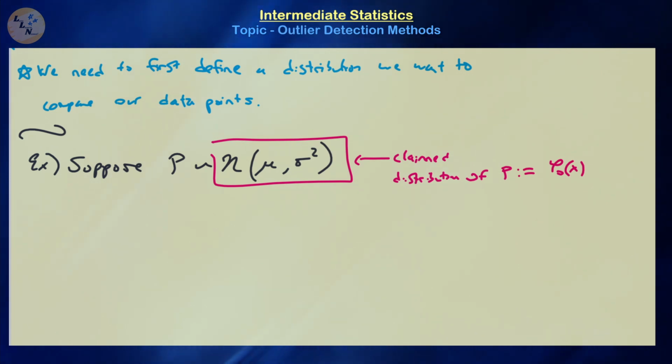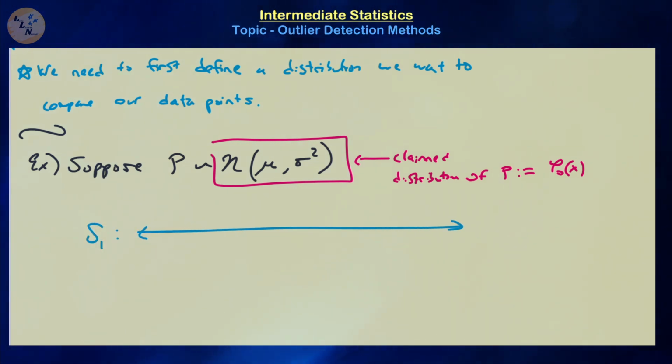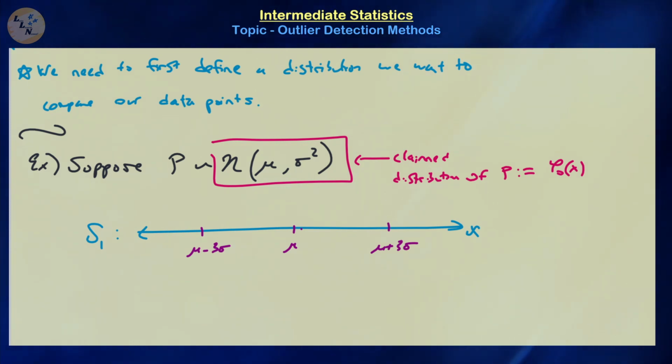So let's look at a couple samples from this population and see if it appears that they are actually coming from this distribution, and let's see if we can classify some outliers for those particular samples. So let's assume our first sample has this type of distribution. Let's assume this is the x-axis for the variables in this particular population. Let's assume that this is mu, and this is mu minus 3 sigma, and this is mu plus 3 sigma. We know from the empirical rule that about 99.7% of the data points should lie within 3 standard deviations of the mean.